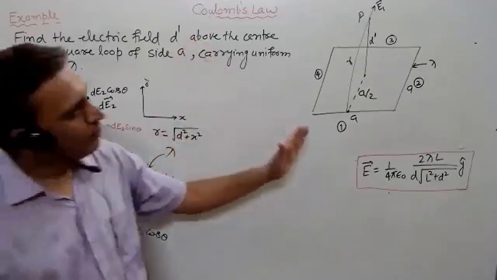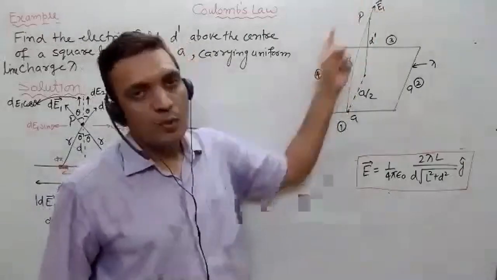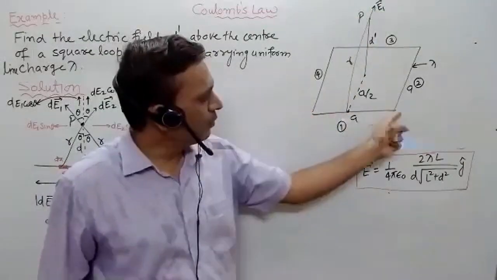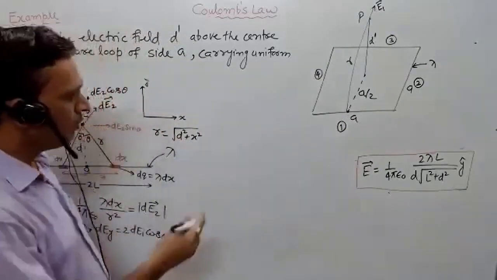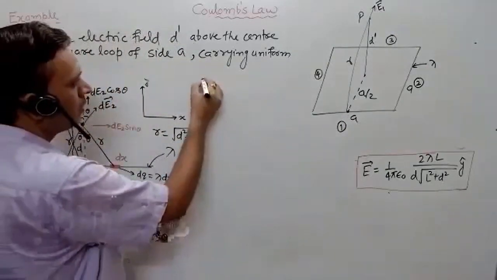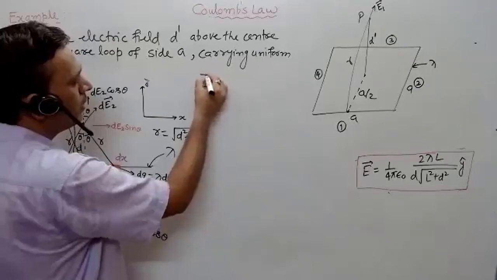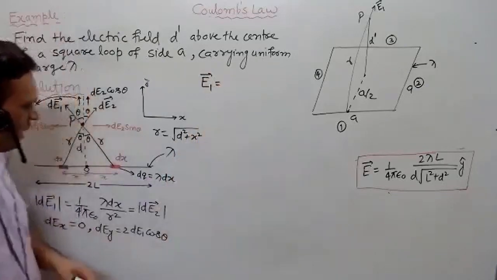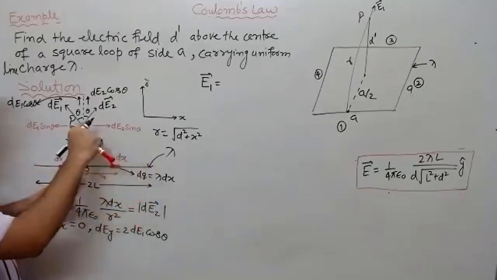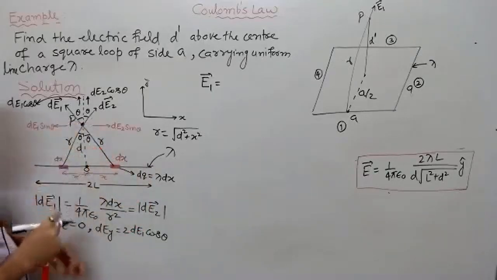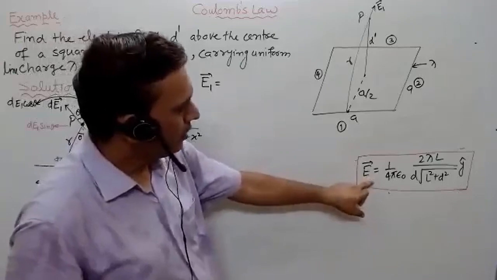This is the field at a small r distance away from segment 1. So how will you write E1? Use this relation. In this case you can see this length is 2l and you have to find the field at distance d away. So this is the relation.